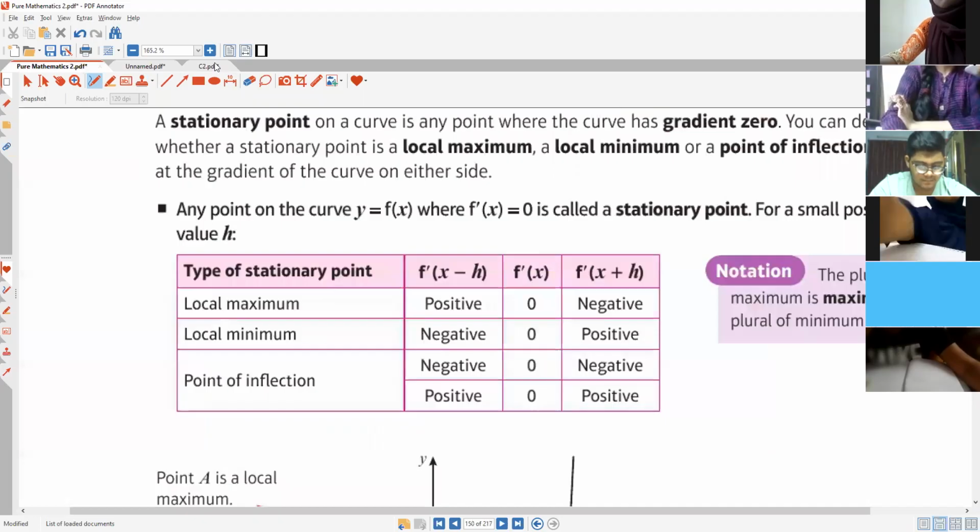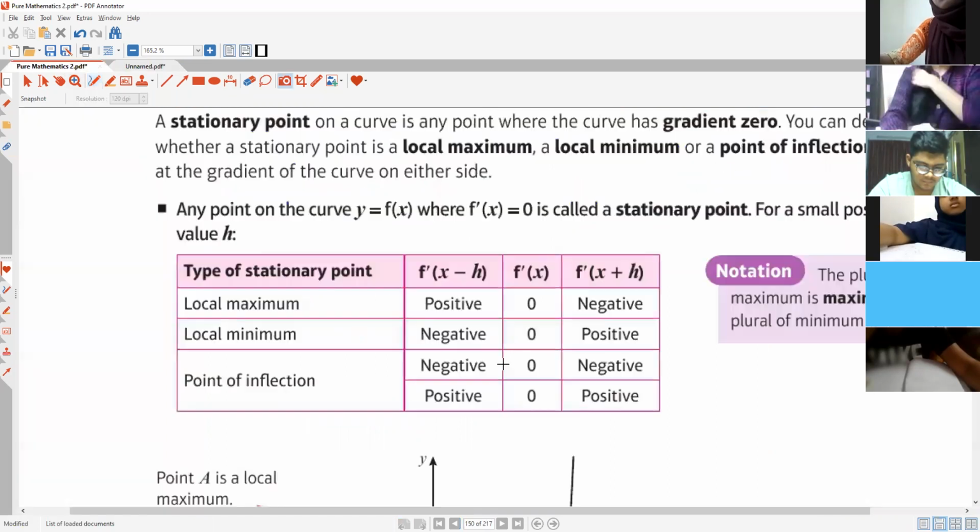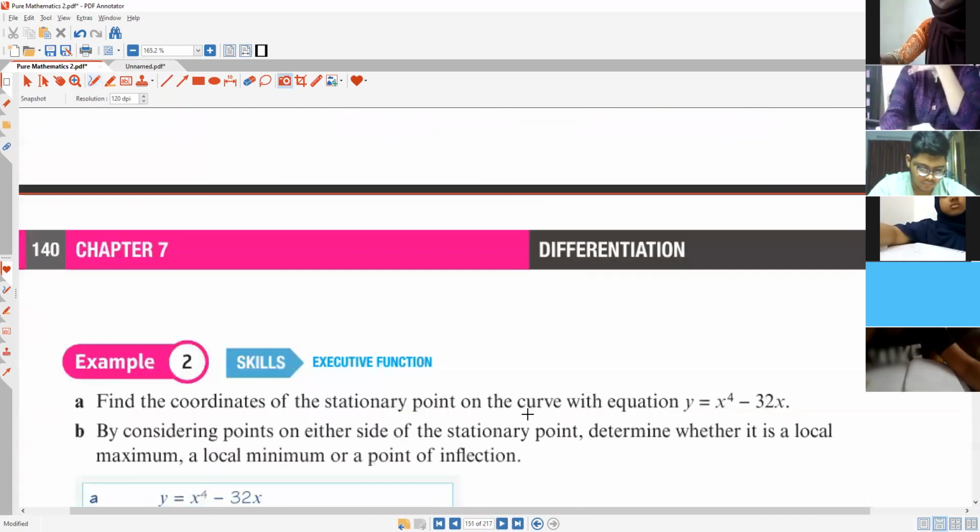Now let me go to the P2 book. Let me cancel the C2 book. We don't need it anymore. Now let's do this sum. I will let you guys do this sum, by the way.